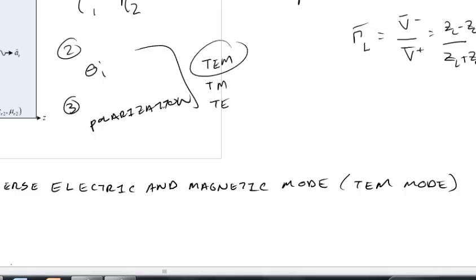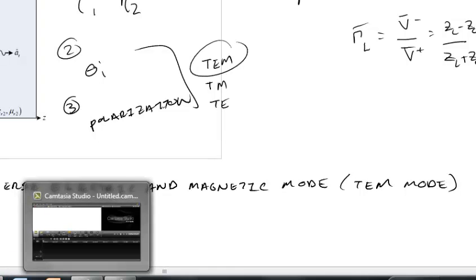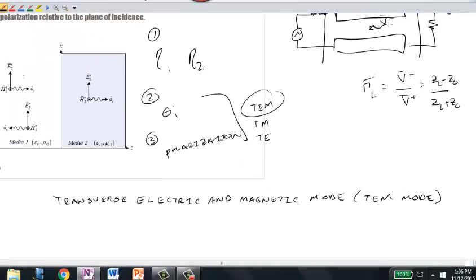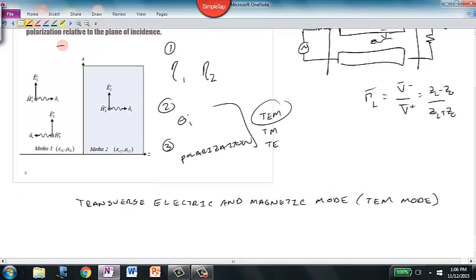By transverse, we simply mean that the E field and the H field are both parallel to the plane of incidence. So this figure that I'm showing right here illustrates the TEM mode. I see that the E field is parallel to the impedance boundary here, and the H field is also parallel to the impedance boundary. It's coming out of the page.